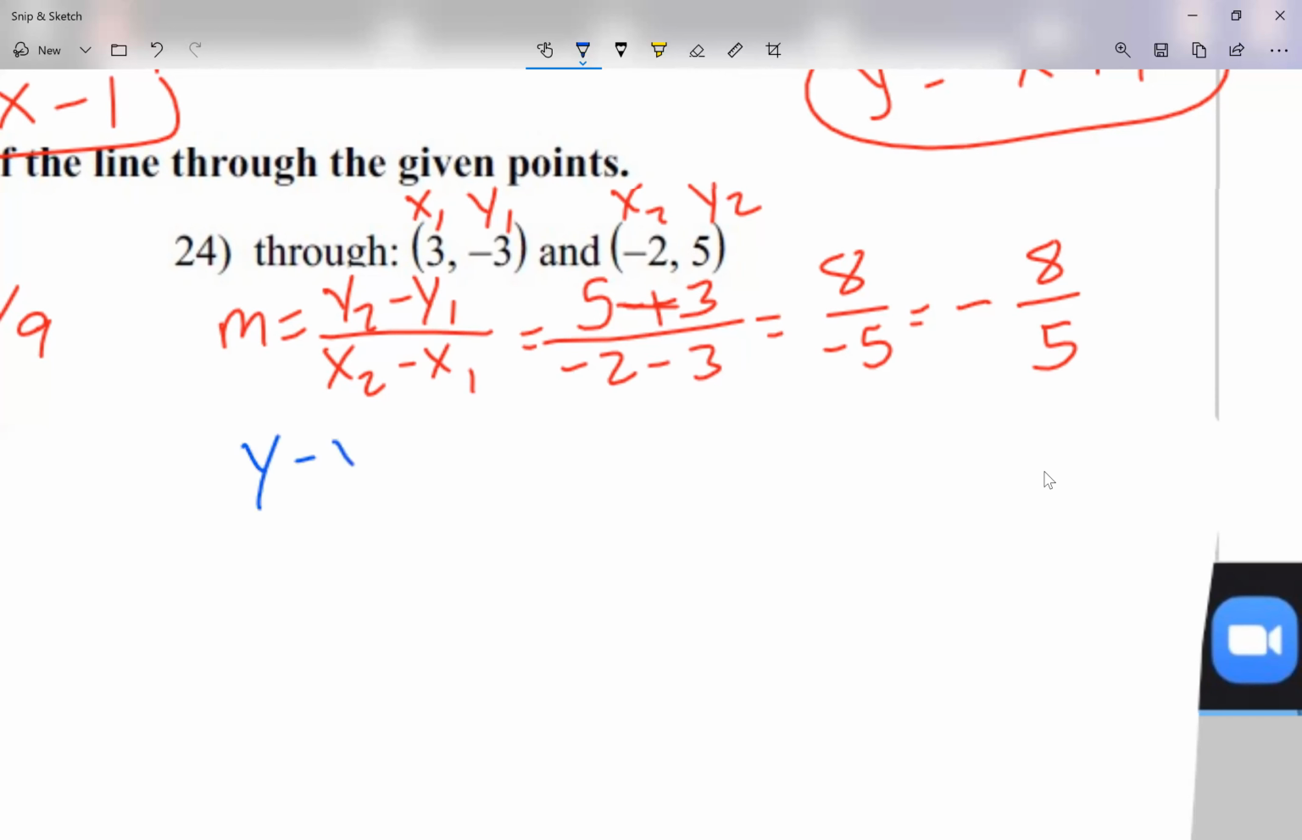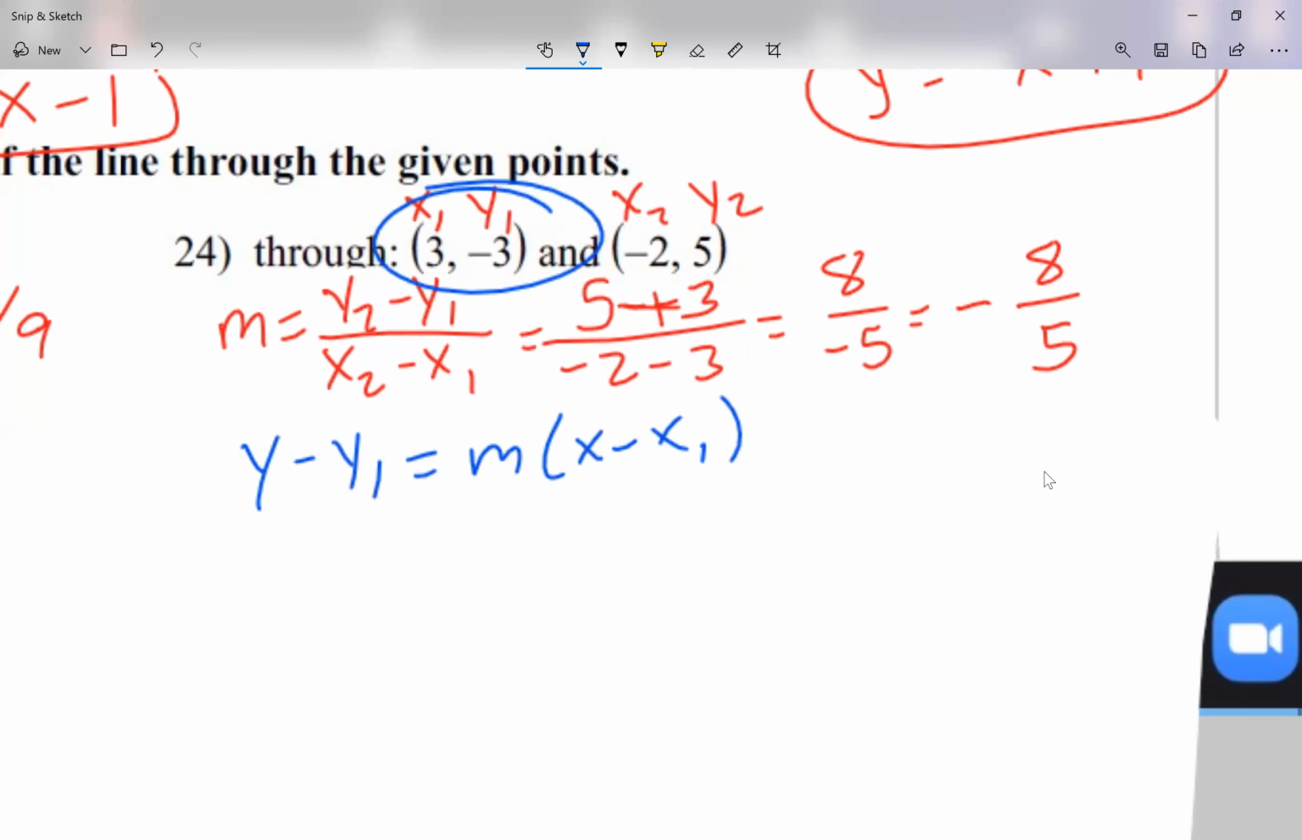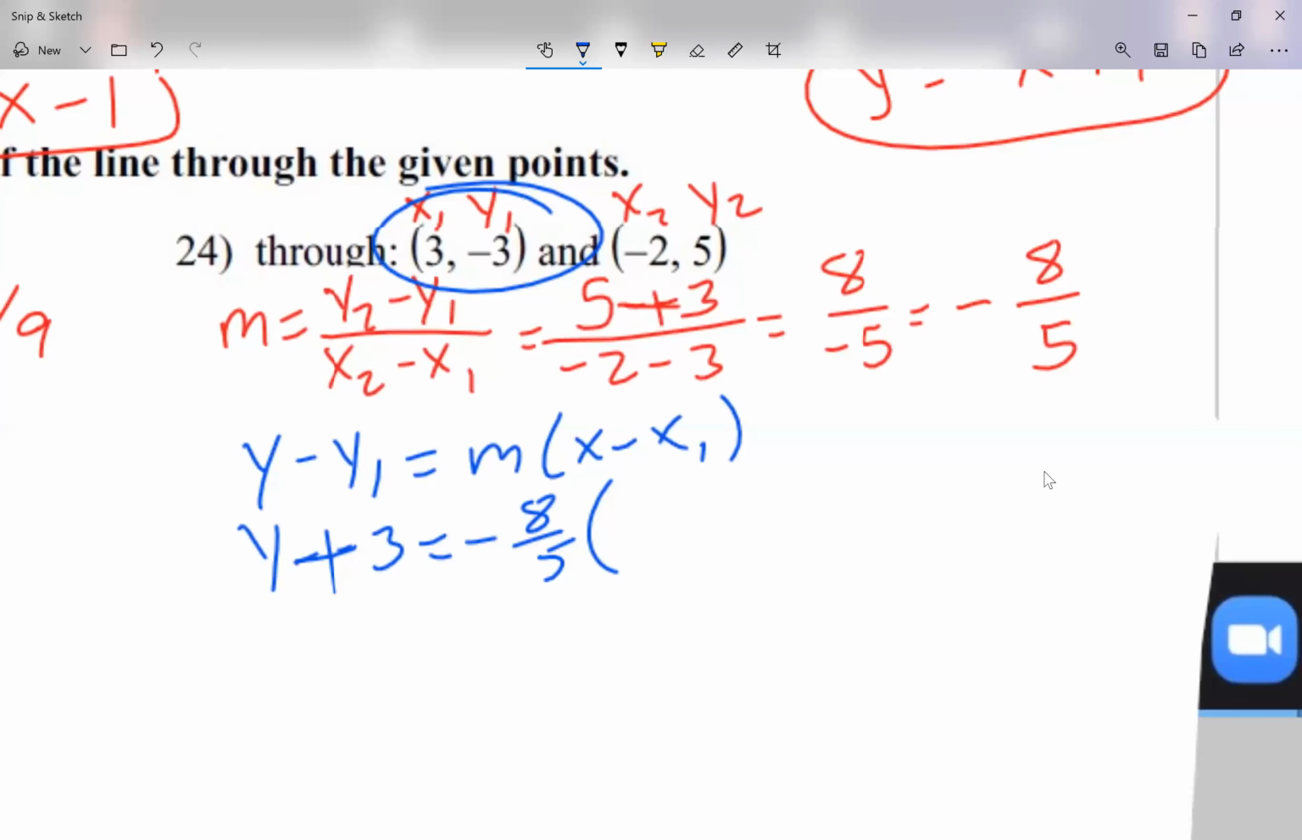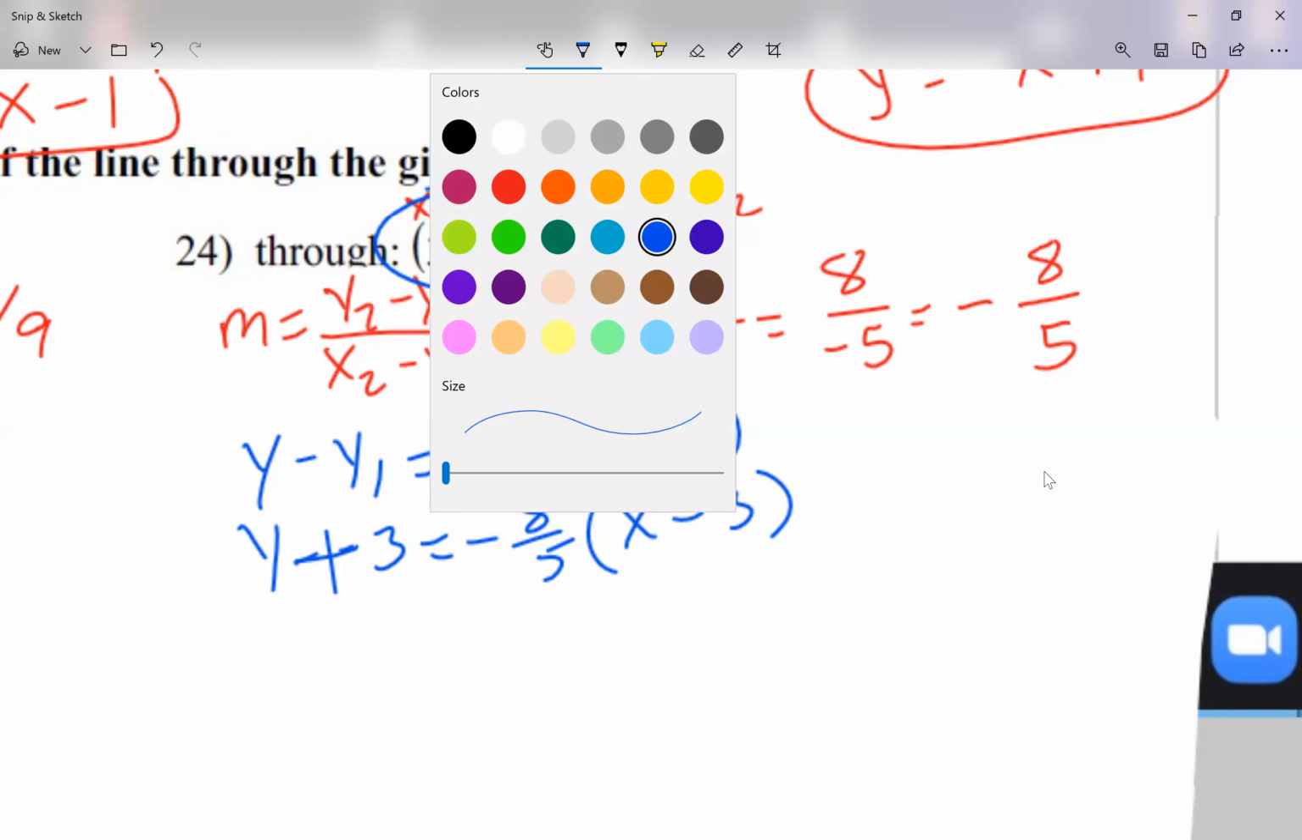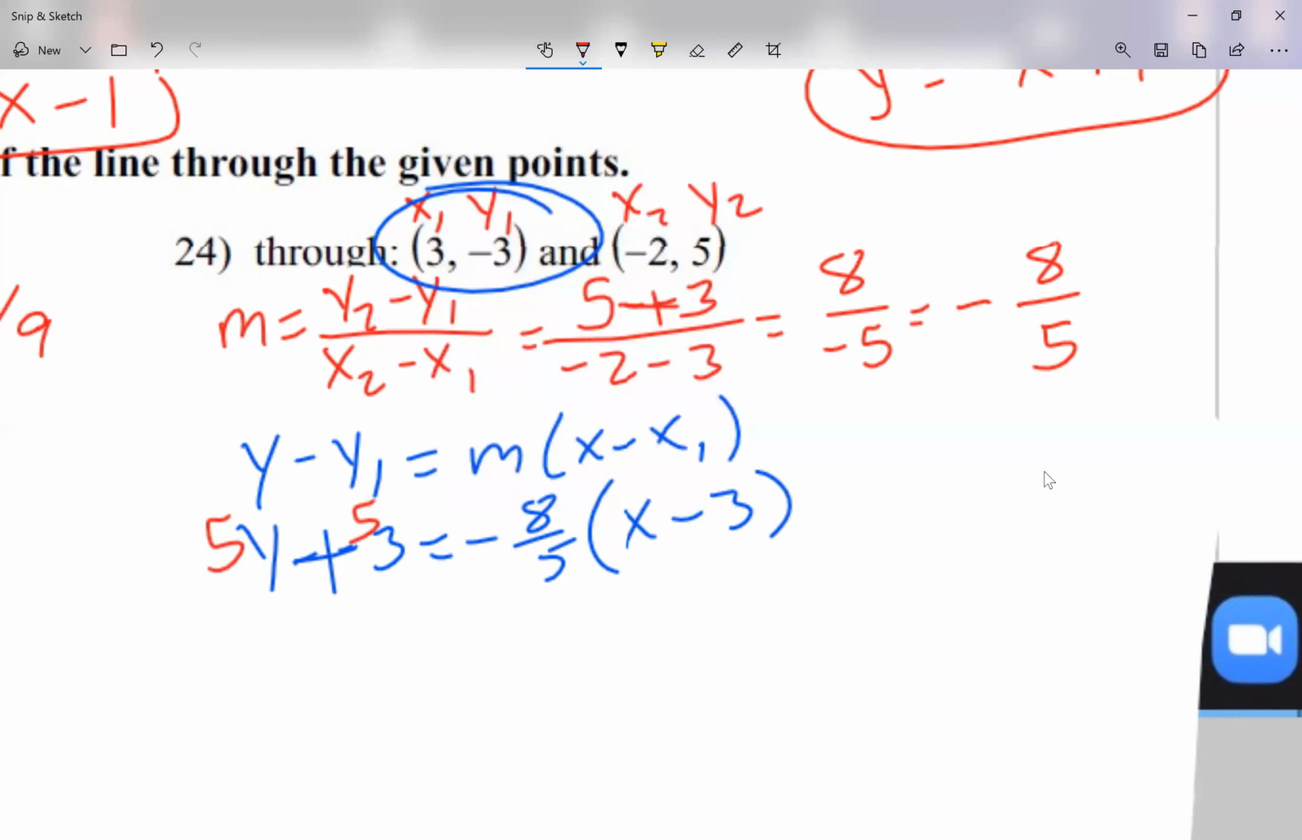And then I'm going to use the formula y minus y1 is equal to m times x minus x1. So I'm going to choose a point. Let me choose this one. So I have y minus a negative 3. Might as well just write it as y plus 3 equals negative 8 over 5, and inside parentheses, I have x minus 3. Don't want fractions, so let me multiply everything by 5. So this times 5, this times 5, this times 5. Don't have to multiply to the inside of the parentheses. That's why I'm doing it to begin with.